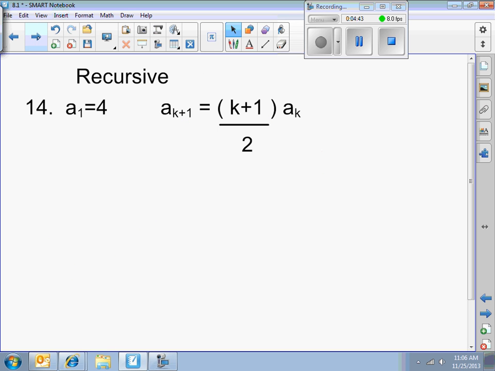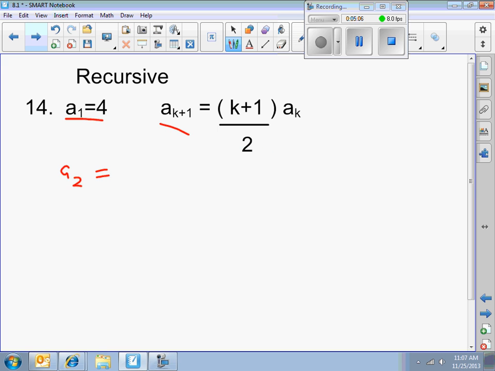All right, other types of problems we have is recursive, and recursive defines it based on the previous term. So you can describe a sequence or series in 2 ways. You could describe it explicitly based on the nth term, or recursively based on the previous term. So to find the first 5 terms, I already have the first term here. So I'm looking for the second, third, fourth, and fifth term.